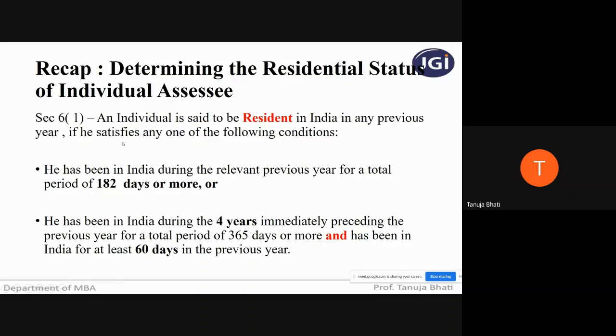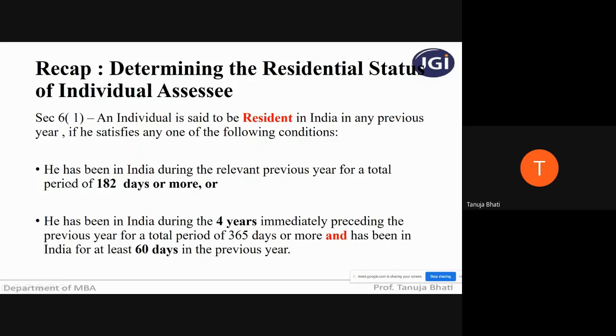Checking the basic condition will help you know whether a particular individual is a resident or non-resident. The basic condition is defined under Section 6(1) of the Income Tax Act, which says that an individual is said to be resident if he satisfies any one condition. Remember, there are two basic conditions and two additional conditions. In the basic conditions, even if one or both conditions are satisfied, he is said to be a resident. If none of the conditions is satisfied, he is said to be a non-resident.